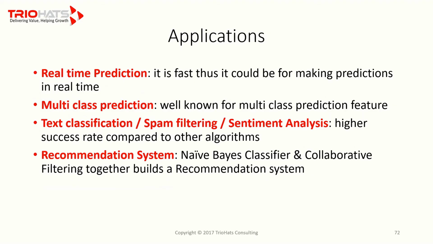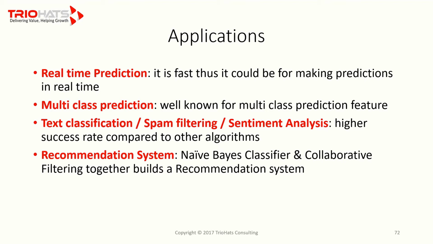Now, the applications of naive Bayes: it is very fast, and it is used to make predictions in real time. It is a multi-class prediction, used for more than one class. It is used in text classification, spam filtering, sentiment analysis, and in recommendation systems. Netflix, Amazon, and all these e-commerce websites use recommendation systems to recommend to users what to watch or what to buy.